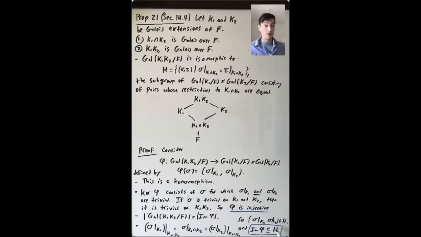What we want to show is that the image of phi actually is equal to H. And that'll complete the proof, because we know by the first isomorphism theorem that the Galois group of K1 K2 over F is isomorphic to its image. So if we show that the image is equal to H, we're done. So I'll pause and erase, and we'll do this last part of the proof.